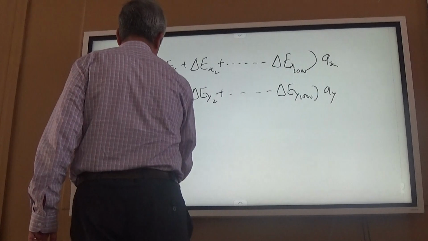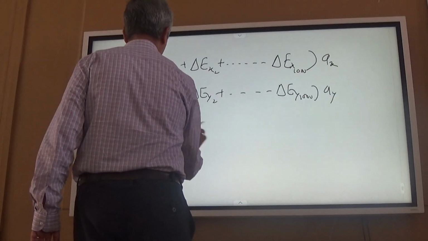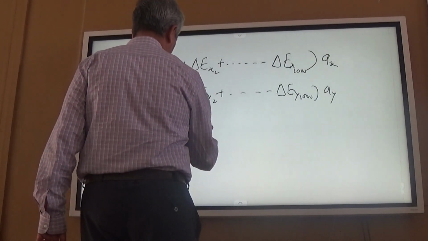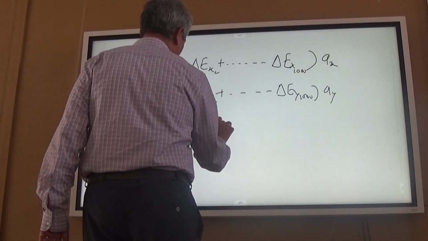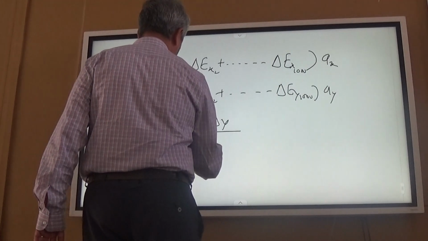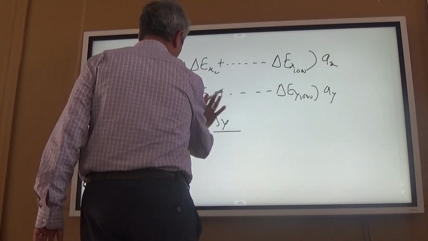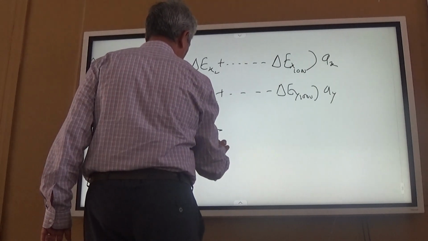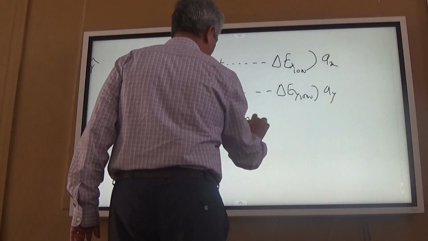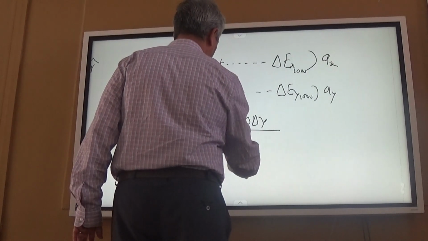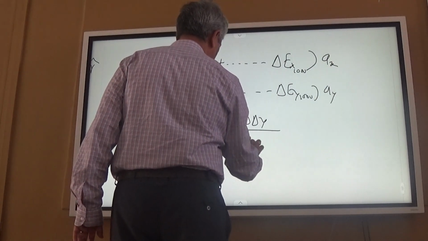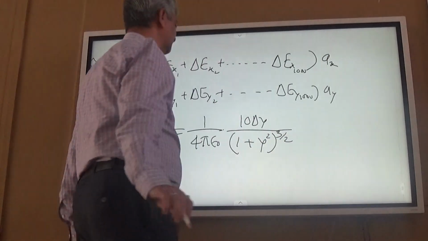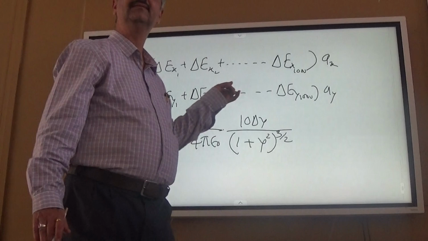Delta Ex would be that small segment, 10 delta y upon... or this I will write on this: 1 upon 4 pi epsilon naught, 10 delta y upon... Is it right? Is it okay?